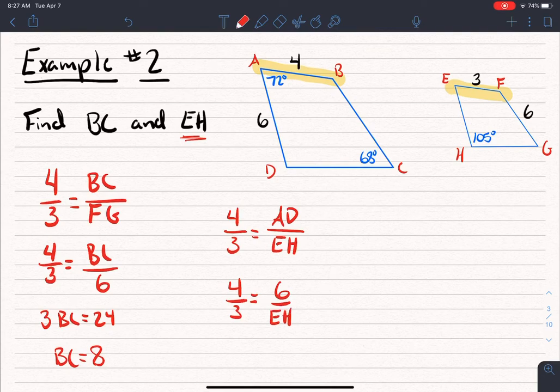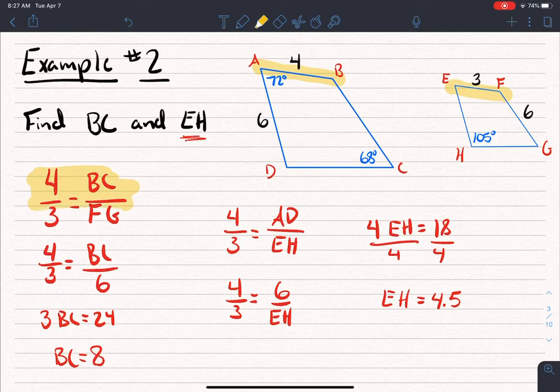And from here, I can cross multiply. And if I cross multiply, I get 4 times the length of EH is equal to, well, 3 times 6 is 18. And if I divide both sides by 4, then I get that the length of EH must be 4.5. It's that simple. So what you have to do is you first have to set up a proportion that works. Remember, compare corresponding sides. Notice I started with the larger one and then went to the smaller one. And so right here, when it says 4 is to 3, that was larger is to smaller. And then BC is to FG, that was larger is to smaller. I have to keep that running the same way.